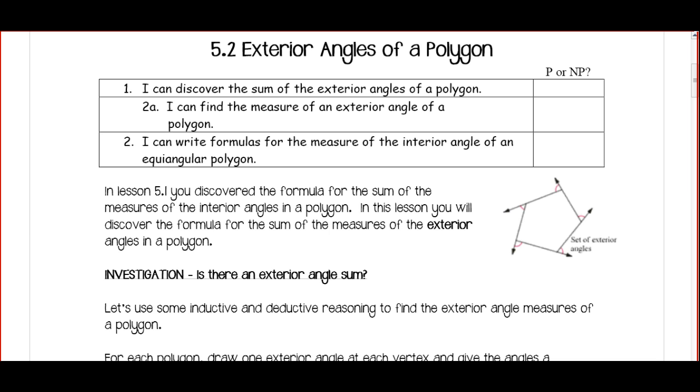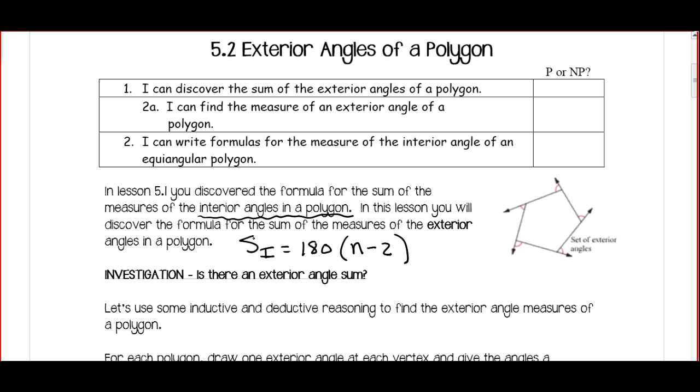We talked about how to find the measure of the interior angles of a polygon. If you remember, the sum of the interior angles is 180 degrees times the number of triangles that we could divide it into, which was always 2 less than the number of sides, so n minus 2. Remember, n is the number of sides, I is interior angles, and the big S is for the sum.